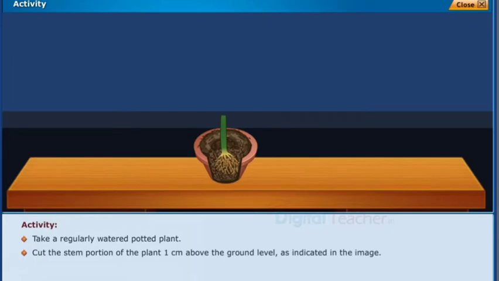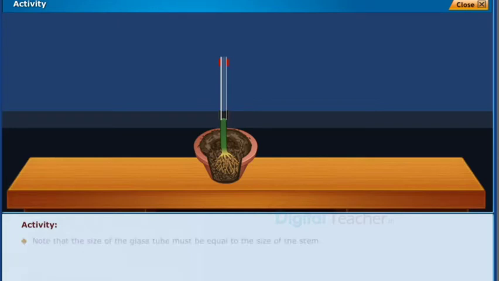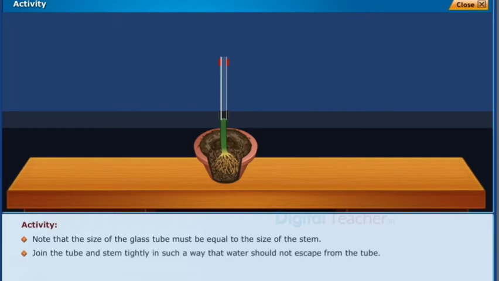Cut the stem portion of the plant 1 centimeter above the ground level, as indicated in the image. Connect a glass tube to the stem by means of a strong rubber tube. Note that the size of the glass tube must be equal to the size of the stem. Join the tube and stem tightly in such a way that water should not escape from the tube.